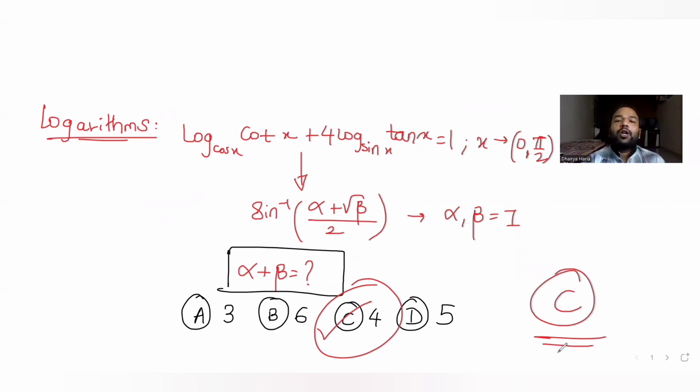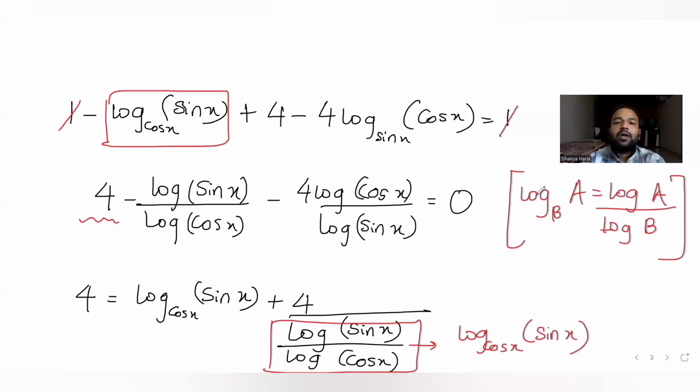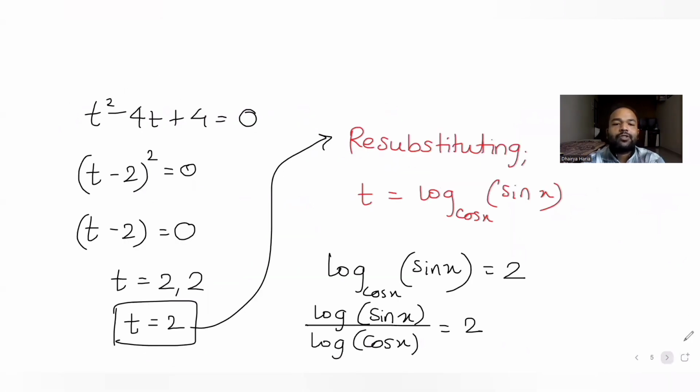I hope you have understood how to solve this type of questions. So we just used some 3-4 properties of logarithms. One was log of a by b, which is log a minus log b. Then we used the other idea of change of base, that is log of a to the base b, I can write that as log of a upon log of b. So we converted our entire equation in terms of one expression, that was log of sine x to the base cos x. Once we got that, we put that as t, we got a quadratic equation, we solved that, we got the values of t as 2.